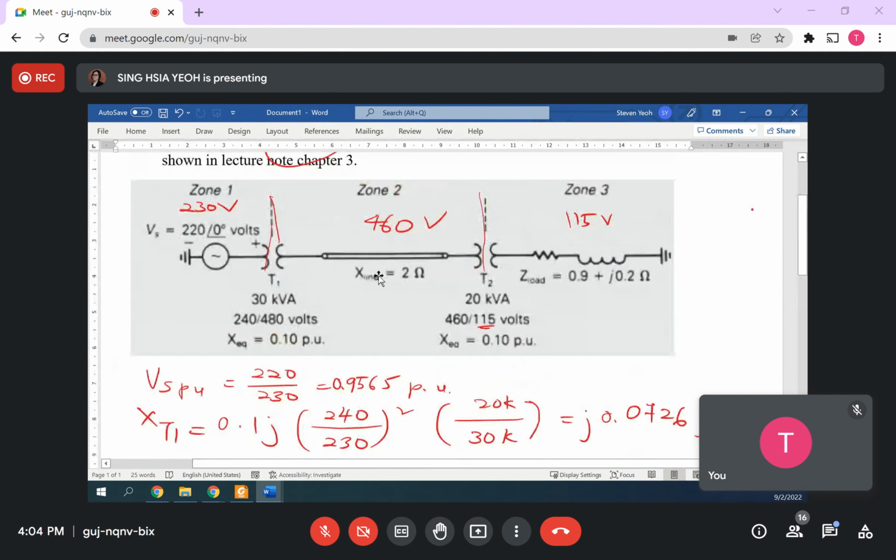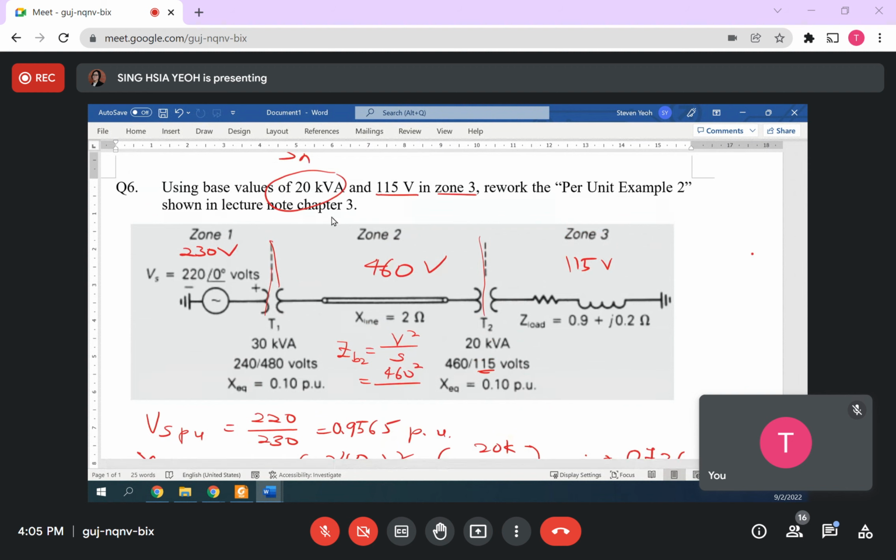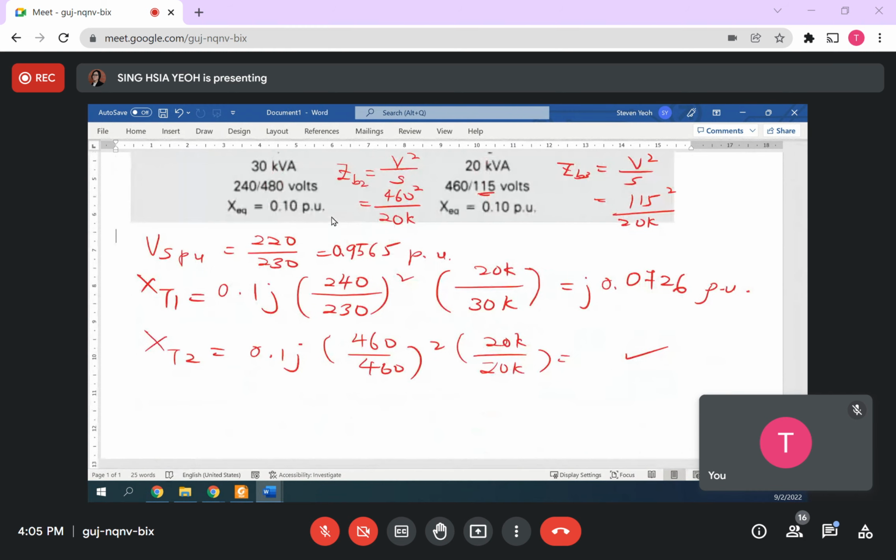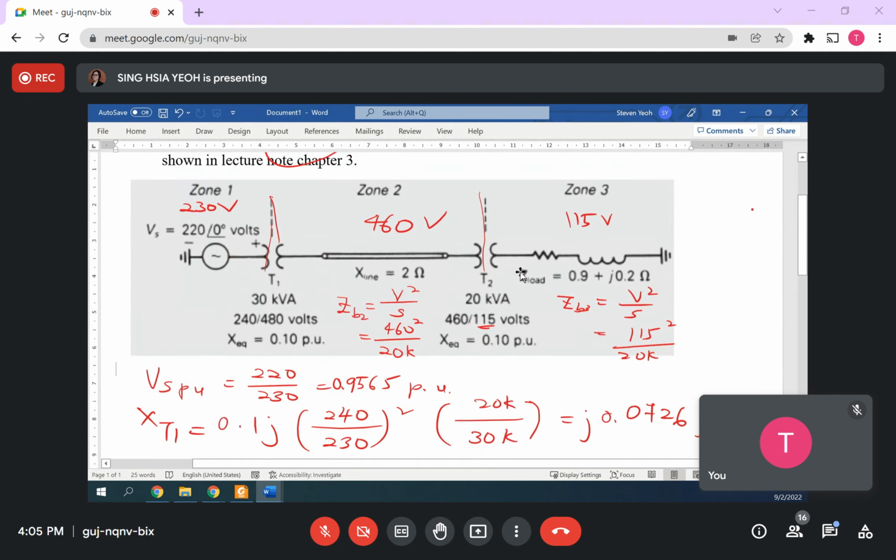Line. So in order to find this line, because it is in ohms, we need to find the Z base for zone 2. What is the formula? V squared over S. So what is the V value? 460 power 2 over 20K. Okay. Then here will be Z base 3 equals V squared over S. So what is the V value that you need to put here? 115 power 2 over 20K. Okay. Then X line and X load.